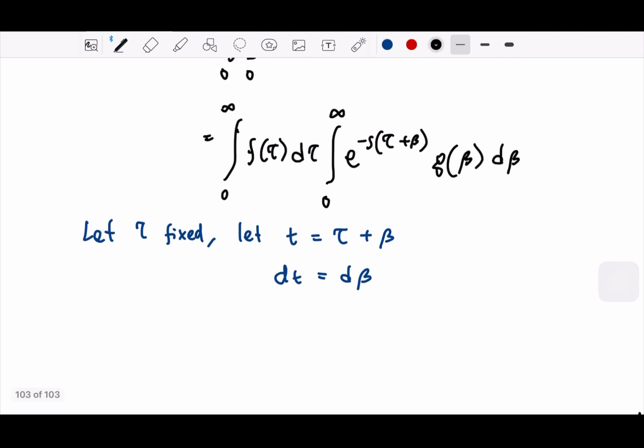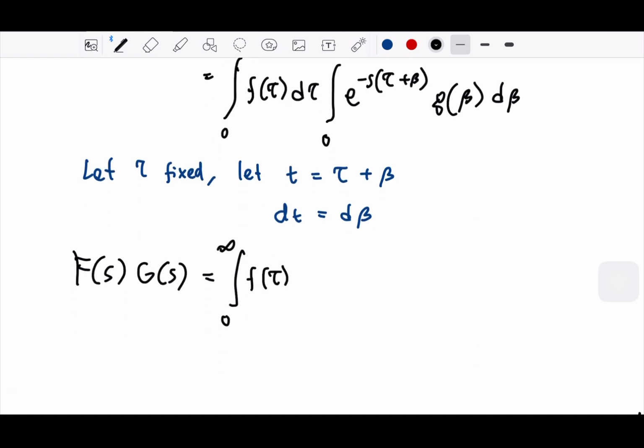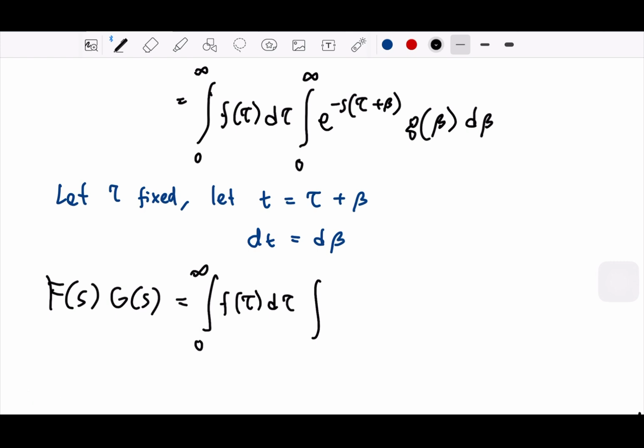So we are going to have this is f of tau d tau, and this will be the integral from tau to infinity of e to the negative s t. So change all tau plus beta into t, and then beta is t minus tau, and then d beta becomes dt.